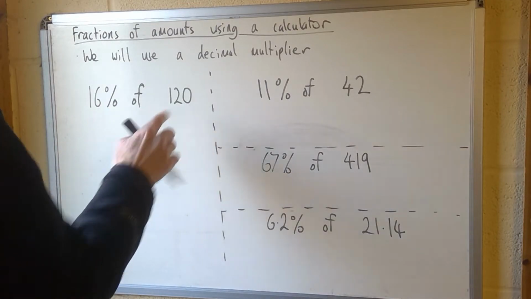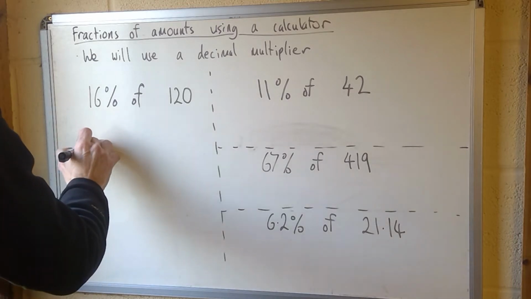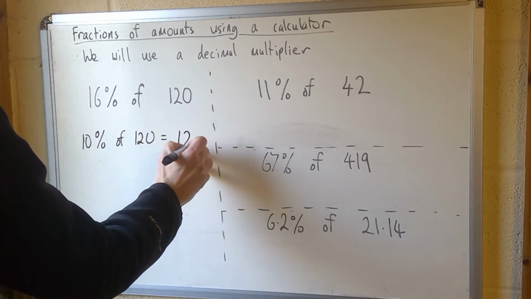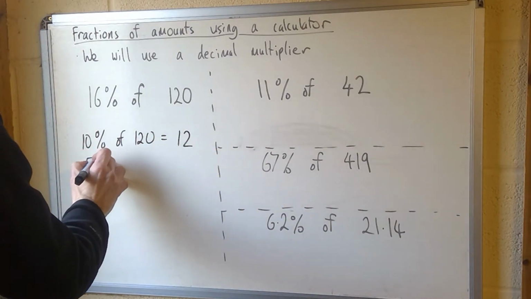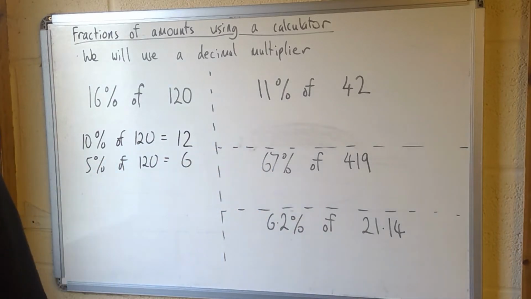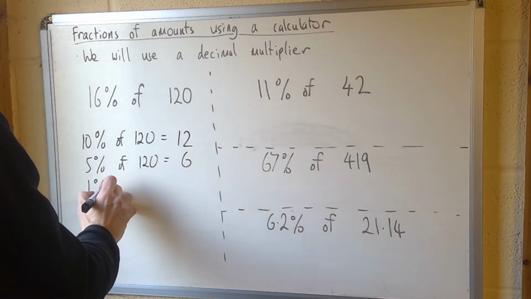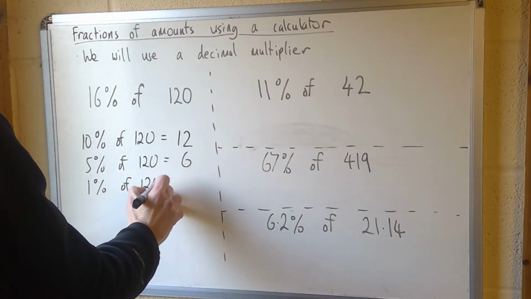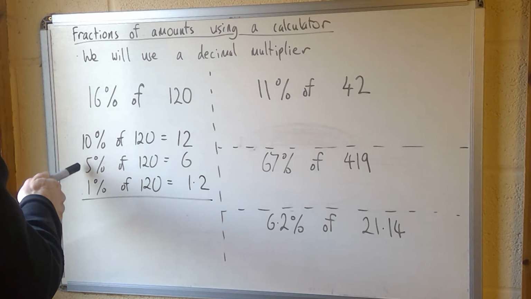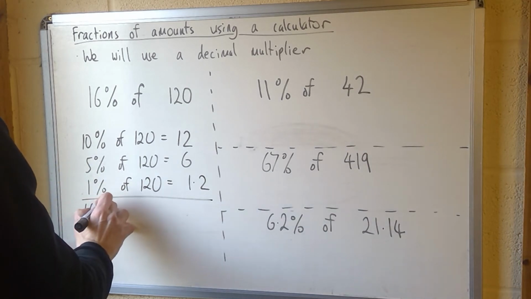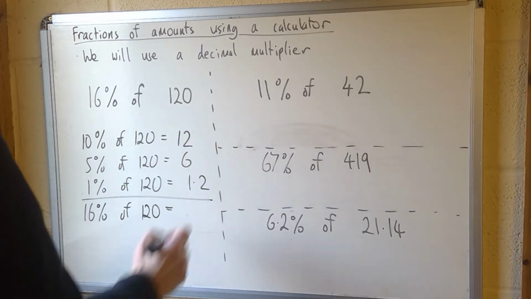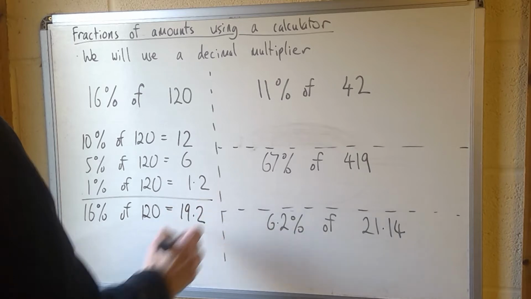To find 16% of 120, we find 10% of 120 first by dividing by 10, so that would be 12. Once we've got that, we can find 5% of 120 by halving the 10%, that would be 6. Finding 1% is relatively straightforward as well because we divide by 100, so that will be 1.2. And then we can add together the 10, the 5 and the 1 to give us the 16% of 120. That would be 12, add 6 is 18, add 1.2 is 19.2.